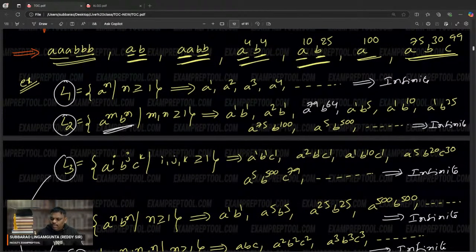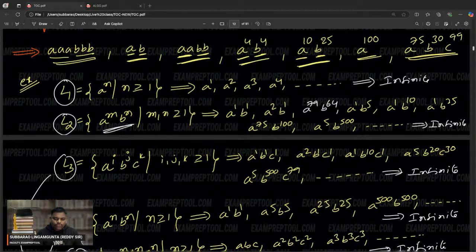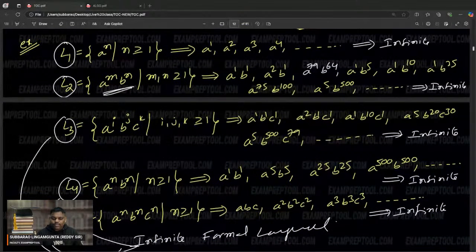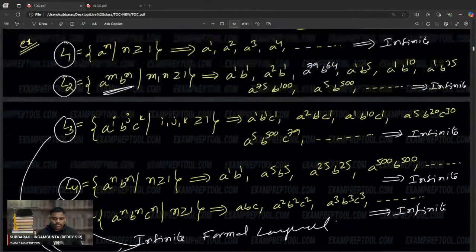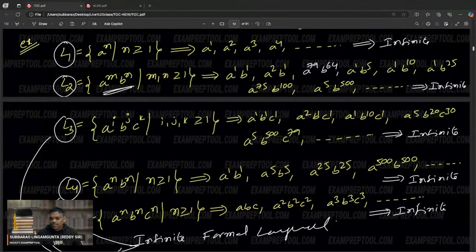I gave so many examples. Triple A, triple B: no meaning, but the format is 3 A's followed by 3 B's. A, B: single A followed by single B. Double A, double B: double A followed by double B. I wrote many formal languages: L1, L2, L3, L4, L5 are formal languages. There are 5 formal languages here.